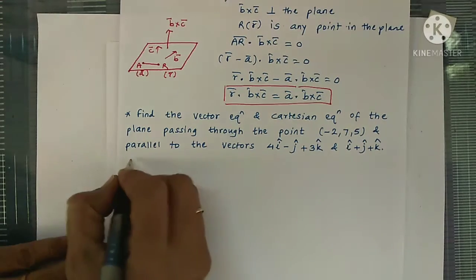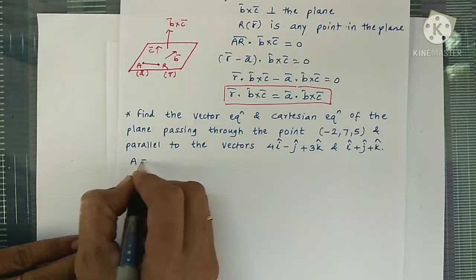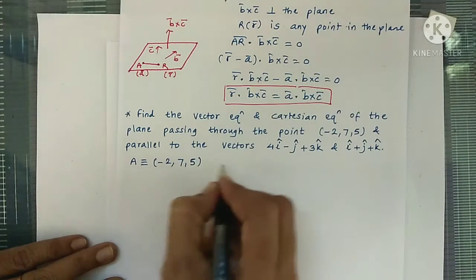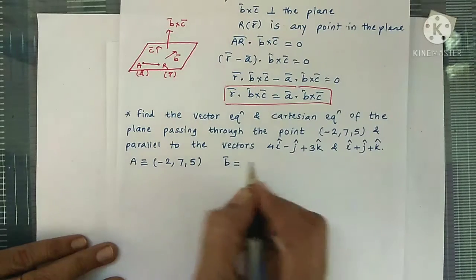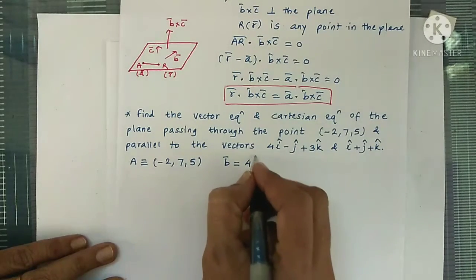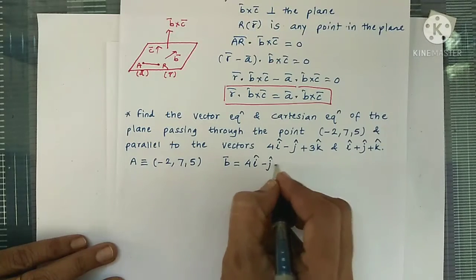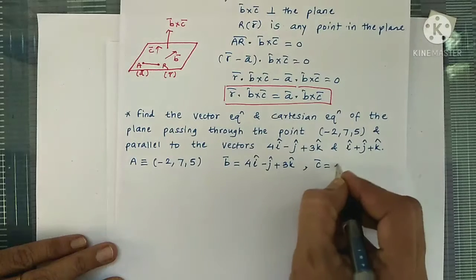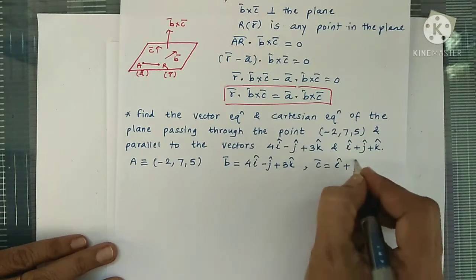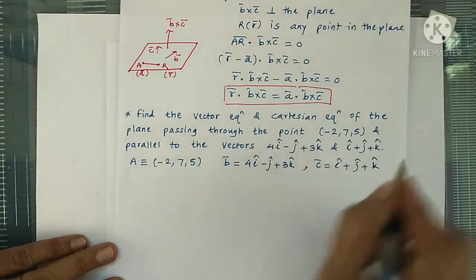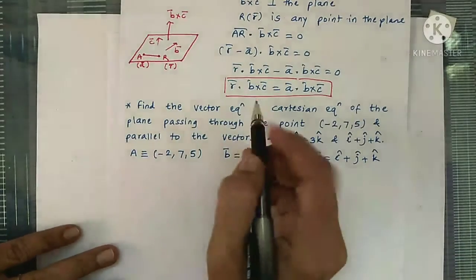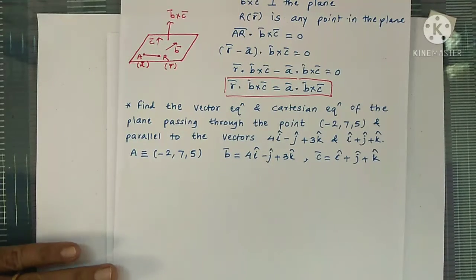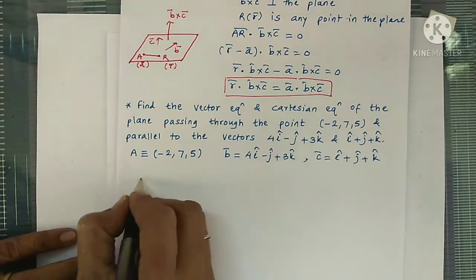So a point in the plane is given. Let that point be A (-2, 7, 5). Two vectors parallel to the plane are given. So let b bar be the first vector 4i minus j plus 3k and c bar be i plus j plus k. Now the vector equation is r bar dot b bar cross c bar equal to a bar dot b bar cross c bar. So let's find out b bar cross c bar first.